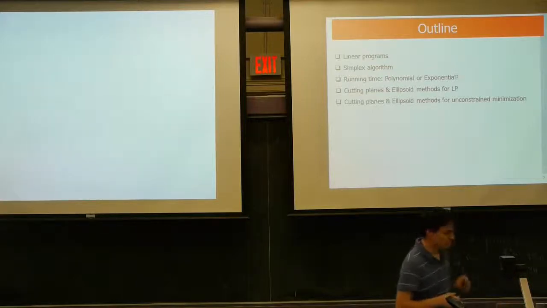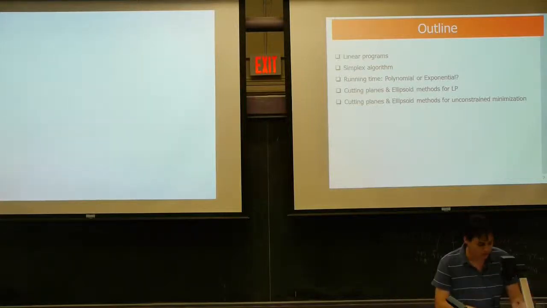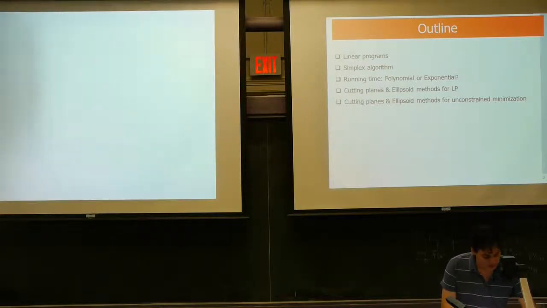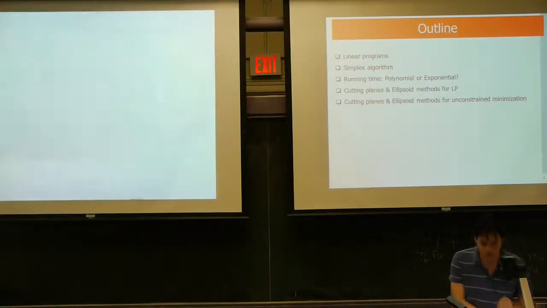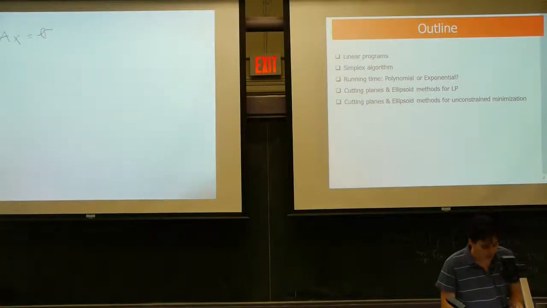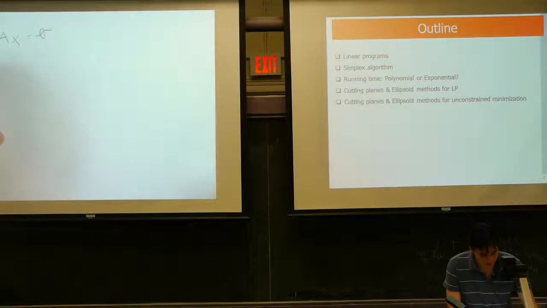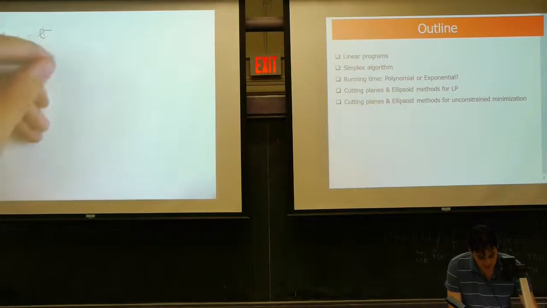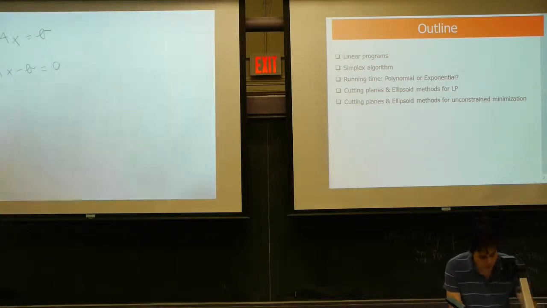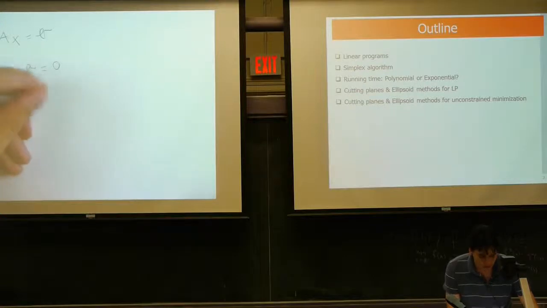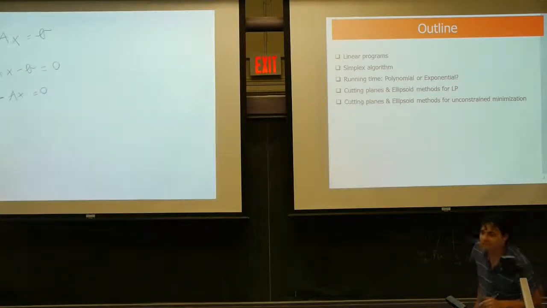Right, so Ryan asked me to clarify a question about duality. Can you see? Yeah. So if you have constraints with equalities, such as Ax is b, then you can rewrite this as Ax minus b equals 0, or you could also say that b minus Ax is 0, right?